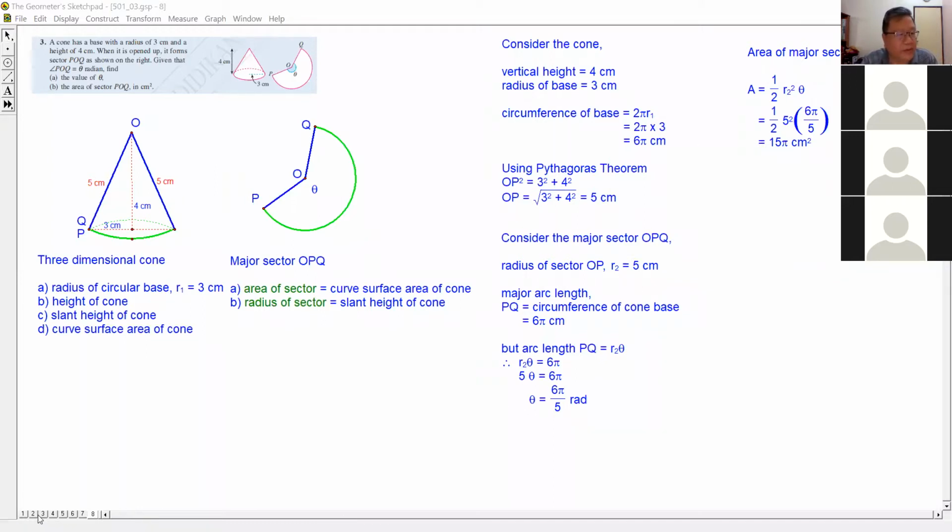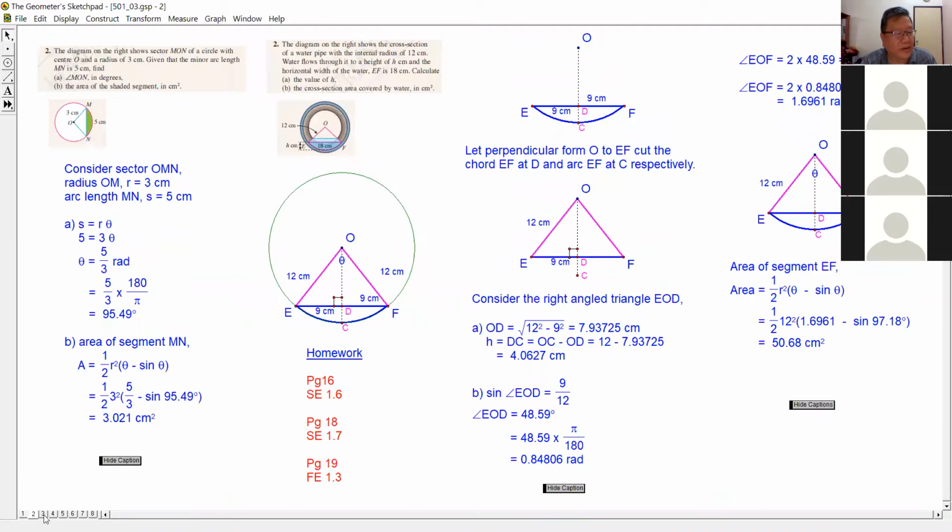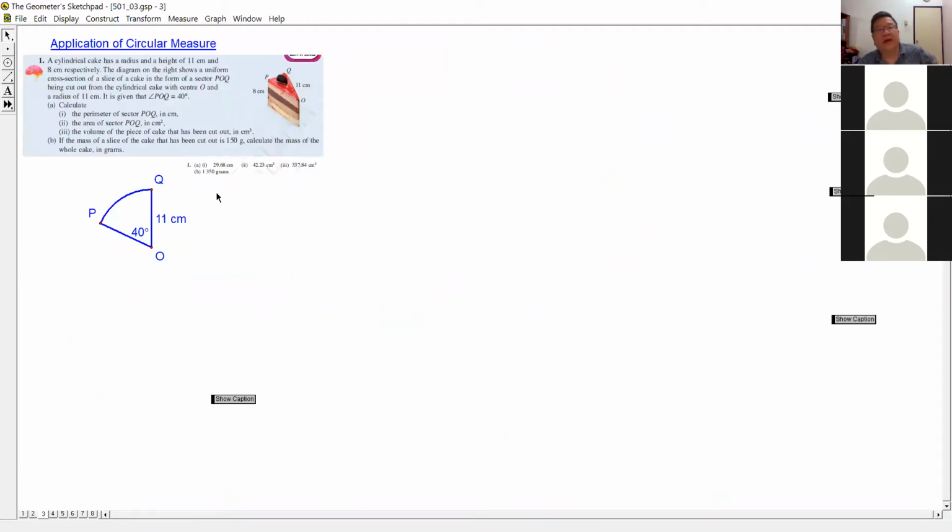So we come back to this one, the application of the circular measure. This question is from the textbook. I'm going to read it out. A cylindrical cake has a radius of 11 centimeter. So the top part of the cake here is 11 centimeter, and 8 centimeter the height. So the height of the cake here is 8 centimeter, right?